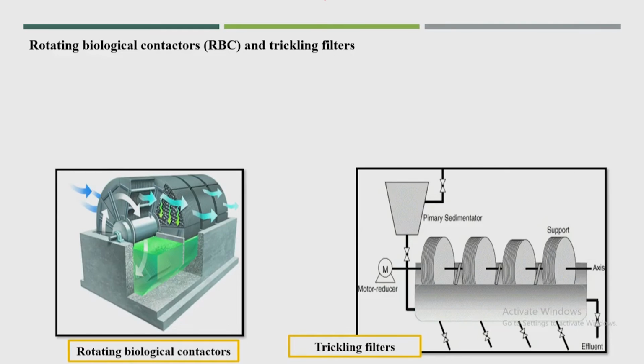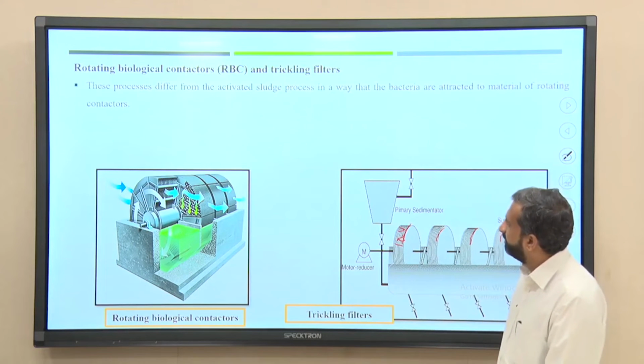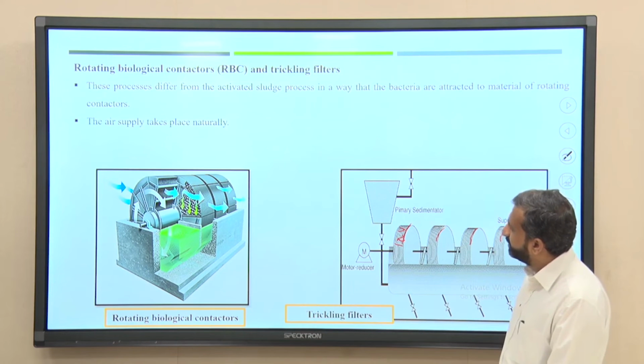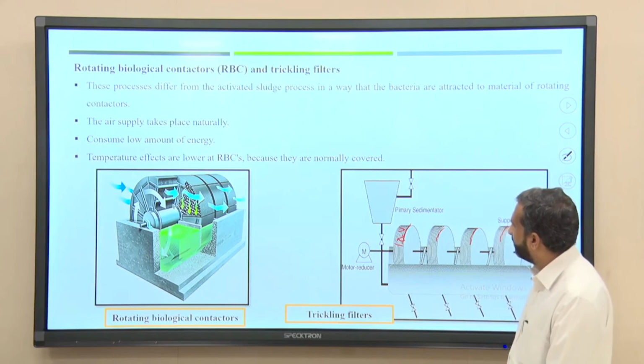This is another technology we can use, RBC or rotating biological contactor. There will be rotating cylinders, you can see here, half of which is submerged into the leachate and half is open to the atmosphere. So, the bacteria will grow onto the surface, and once these bacteria are inserted into the leachate, they degrade the organic matter. This is different from the activated sludge process. The air supply takes place naturally, it consumes a low amount of energy, and temperature effects are lower at RBC because they are normally covered.